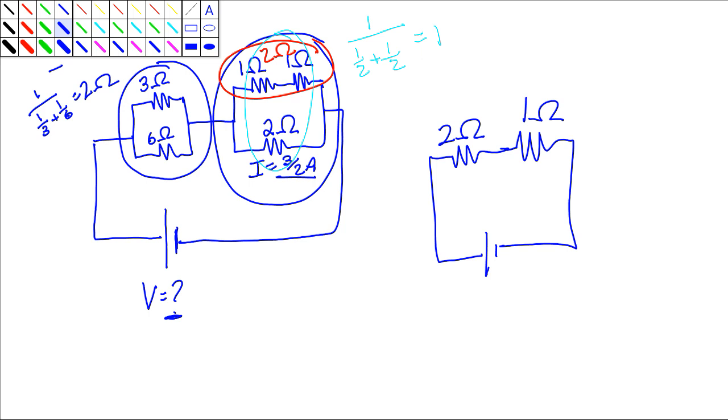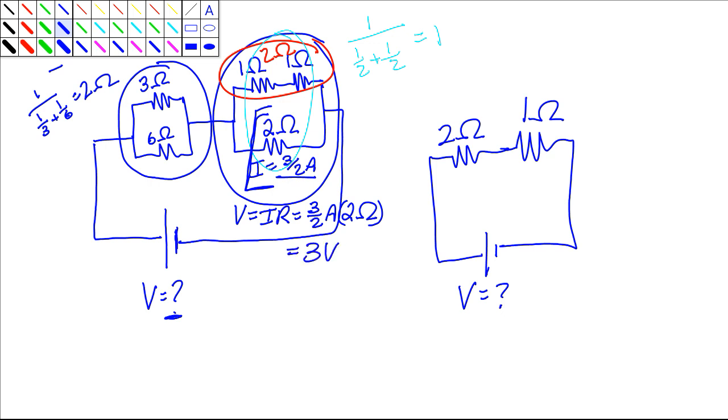Okay, and then I don't know what this voltage is. However, if I look at this, I can figure out the voltage across this 2 ohm resistor because I know its resistance and I know its current. So that voltage V is equal to IR. That's equal to 3/2 of an amp times 2 ohms. That's equal to 3 volts. Okay, but if I have 3 volts across this resistor, that means I also have 3 volts across these two resistors because they're in parallel. And further, it means that I have 3 volts across this resistor.